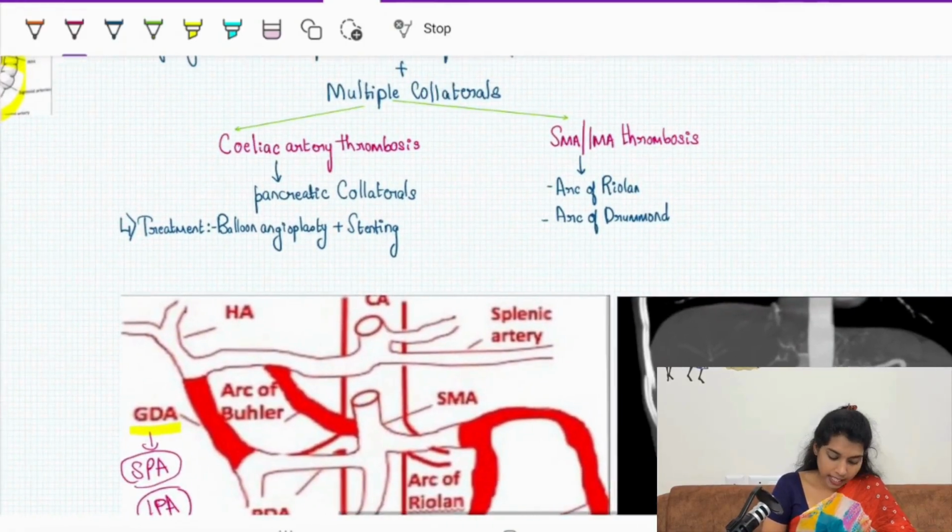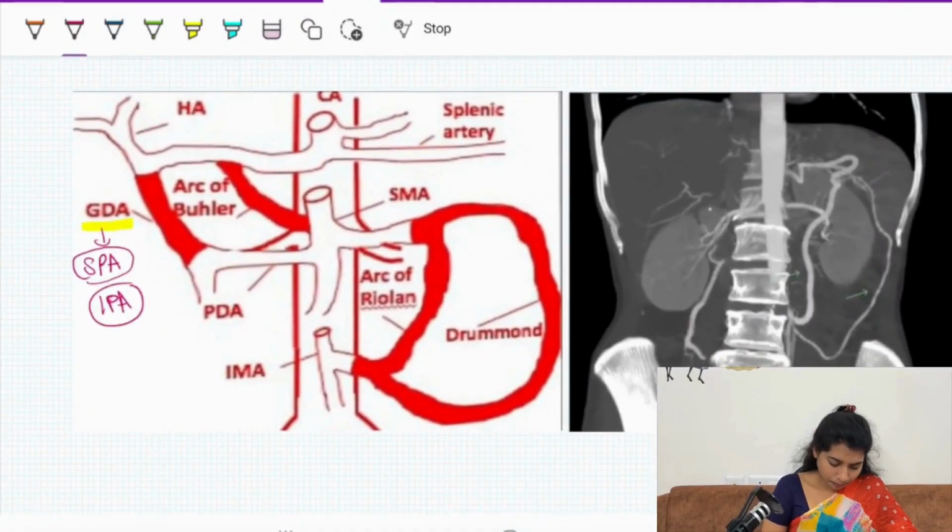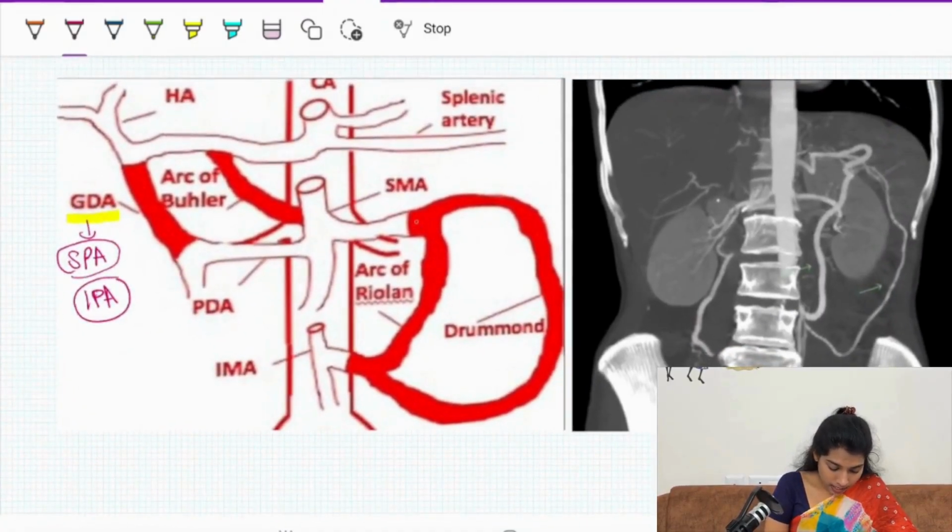Now, the next thing is, if there is an atherosclerotic plaque or vasculitis along the superior mesenteric artery or the inferior mesenteric artery, then what happens? There is a communication between the superior mesenteric and inferior mesenteric artery. If the communication is proximal, we call it the arc of Riolan. To be very frank, it is a communication between the middle colic artery and the left colic artery, but however, it's a proximal communication. Very important.